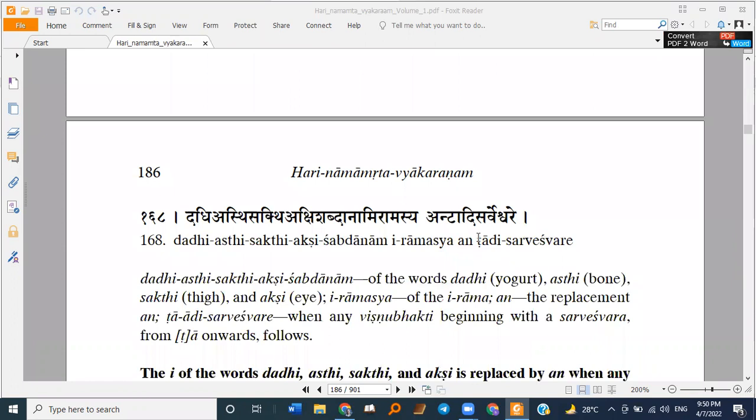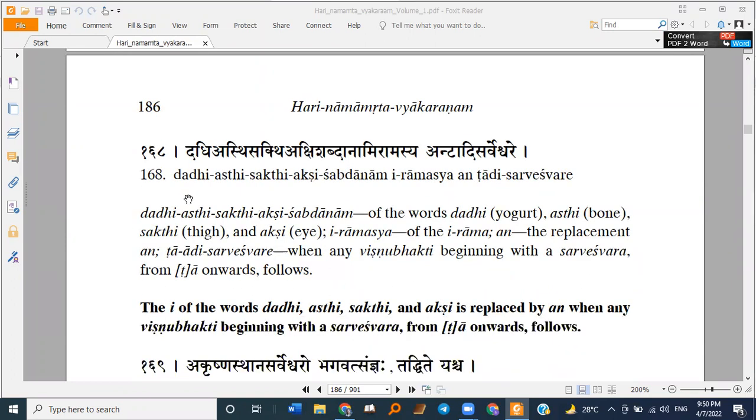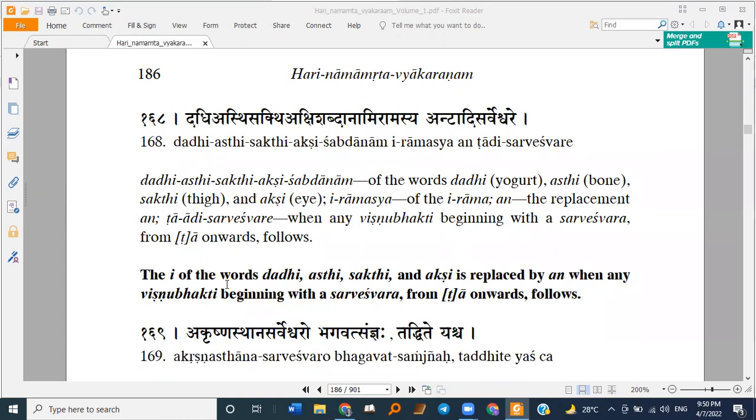We were doing Dadhi Shabda and Sarveshwaranta Brahmalinga Shabdas, and we had done Suaujas, Amoshas. Then Sutra 168: Dadhi Asthi Sakthi Akshi Shabdanam Iramasya Antadi Sarveshwari. The E of the words Dadhi, Asthi, Sakthi, and Akshi is replaced by An when any Vishnu Bhakti beginning with a Sarveshwara, from Ta onwards, follows.